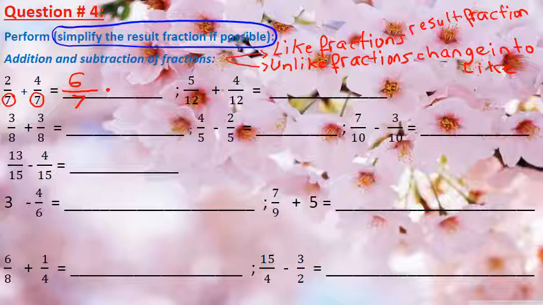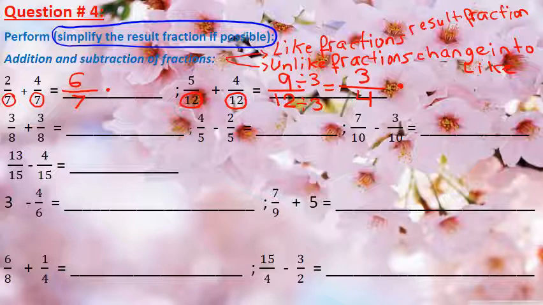5 over 12 plus 4 over 12. Denominator 12, denominator 12. So these are like fractions. We get the result fraction. Denominator is 12. 5 plus 4 is 9. So 9 over 12. We can reduce both terms by 3. 9 divided by 3 is 3. 12 divided by 3 is 4. 3 over 4 is an irreducible fraction.